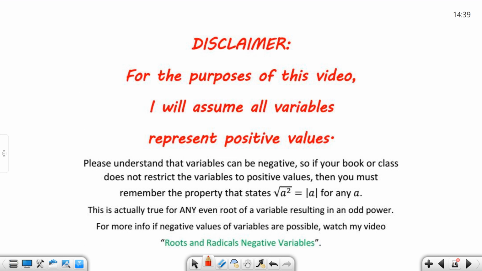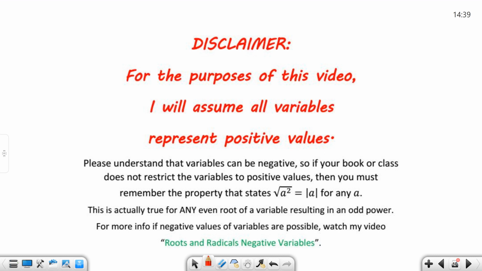So here's my disclaimer, all right? And I'm going to have this disclaimer in most of my roots and radicals videos because every book I've ever taught out of, at every algebraic level, does this at some point in the book. It doesn't do it for every section, but it does it at some point. So for here, when we simplify, multiply, divide, add, and subtract, I'm going to have this disclaimer, and then I have one more video down here at the bottom, Roots and Radicals, Negative Variables. When negative variables are possible, I will go over a few examples so you can see it, just in case your book, or the section in your book, or your teacher says, hey, don't assume they're positive. How do we handle that?